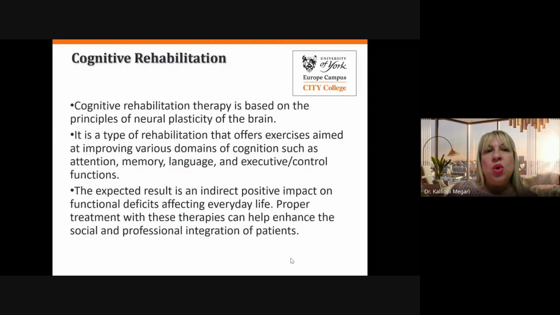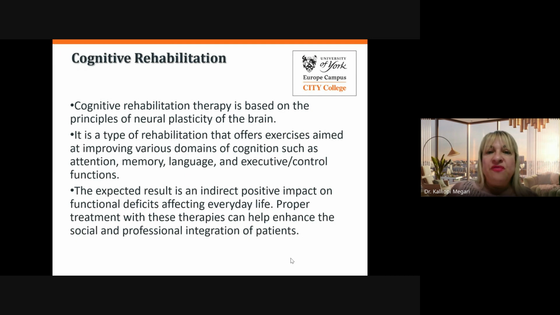And now we present the second stage regarding people with brain tumors. This stage is cognitive rehabilitation. Cognitive rehabilitation is a part of their treatment, and it is very important to know the issues about rehabilitation therapy that is based on the principles of neuroplasticity of the brain.